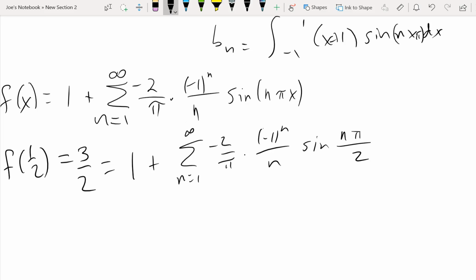right? So I get sine of n pi over 2. Think about what sine of n pi over 2 does. When you put in 1 for n, you get 1. When you put in 2 for n, you get 0, don't I? When I put 3 in for n, we get negative 1. When we put 4 in, we get 0. We put 5, we get 1, 6, 0, 7, negative 1, 8, 0. Notice only the odd terms survive, right?